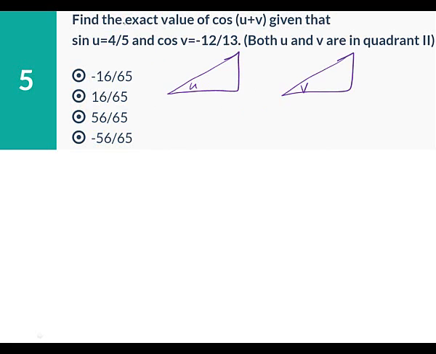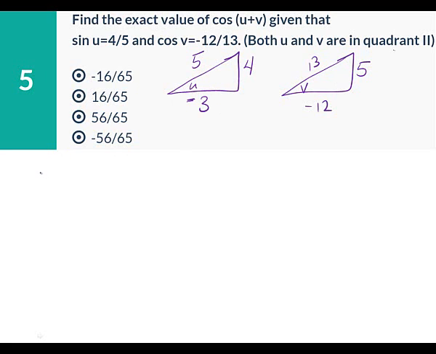So what is sine in SOHCAHTOA world? Opposite over hypotenuse. So 4 and 5. What would my other side be? 3. Good. Okay. And then cosine is what in SOHCAHTOA world? Adjacent over hypotenuse. So -12 and 13. What's my other leg? Now, in quadrant 2, we know that sine is positive. So the sine leg goes positive, but what should I have put on this cosine leg? I should have put a negative there. Okay. All right. So now we should be able to do it.